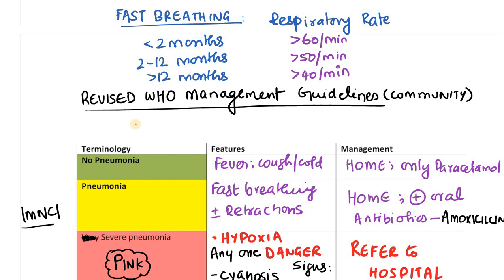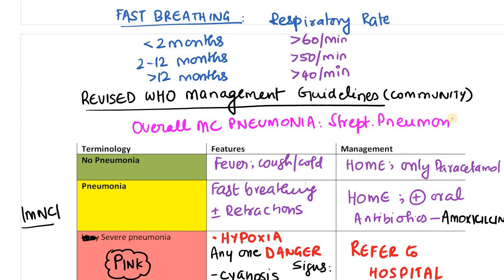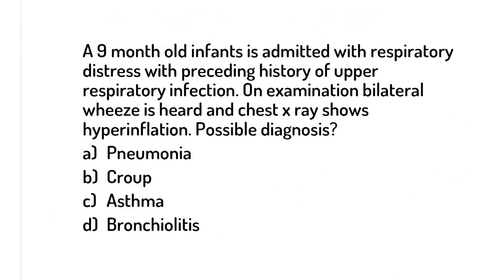Now, just a general question: which is the overall most common cause of pneumonia in children? What will be your answer? Overall most common cause. Yes, it is Streptococcus pneumoniae without any doubt. The answer is Streptococcus pneumoniae.